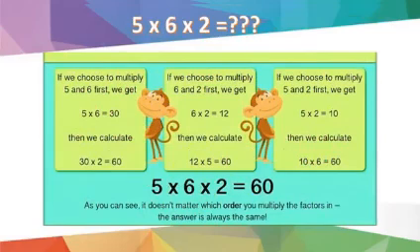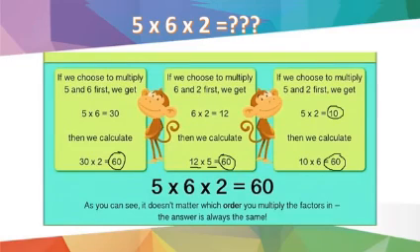5 times 6 times 2. If we choose to multiply 5 and 6 first, we get 30. Then we calculate 30 by 2: 3 by 2, 6, and add 0, the answer is 60. If you choose to multiply 6 by 2 first, we'll get 12. Then multiply 12 by 5, we'll get 60 also. If we choose to multiply 5 by 2 first, we'll get 10, and then multiply 10 by 6, we'll get 60. So here, in 3 cases, we get the same answer.